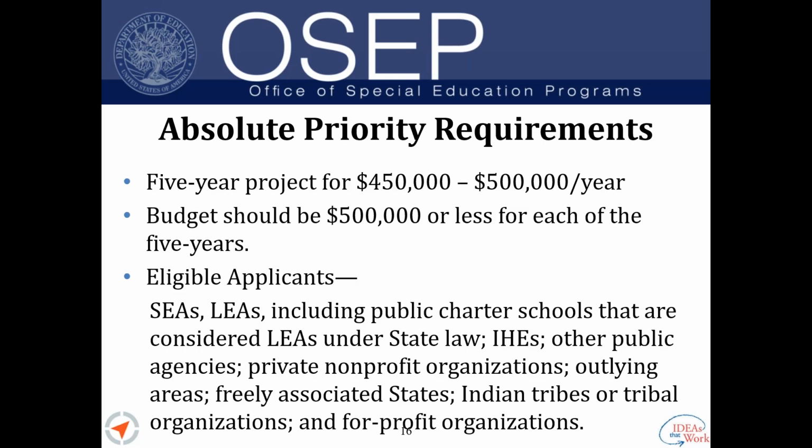The Stepping Up Technology Implementation Grant Opportunity has a CFDA number of 84.327S. This is a 5-year project that's being funded between $450,000 and $500,000 per year. So the applicant's budget should be $500,000 or less for each of the 5 project years. Eligible applicants for this grant competition include SEAs, LEAs, including public charter schools that are considered LEAs under state law, IHEs, other public agencies, private nonprofit organizations, outlying areas, freely associated states, Indian tribes or tribal organizations, and for-profit organizations.